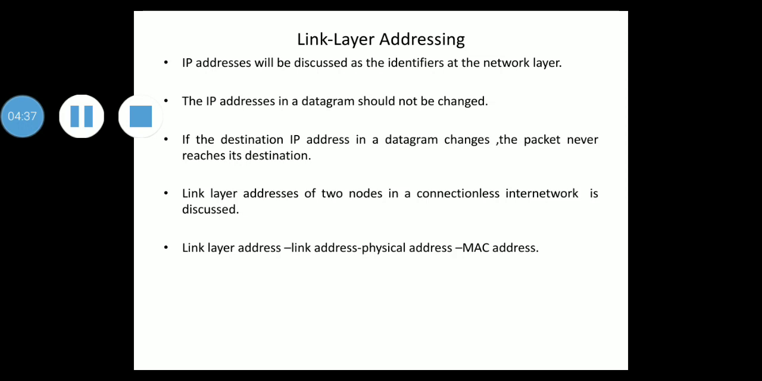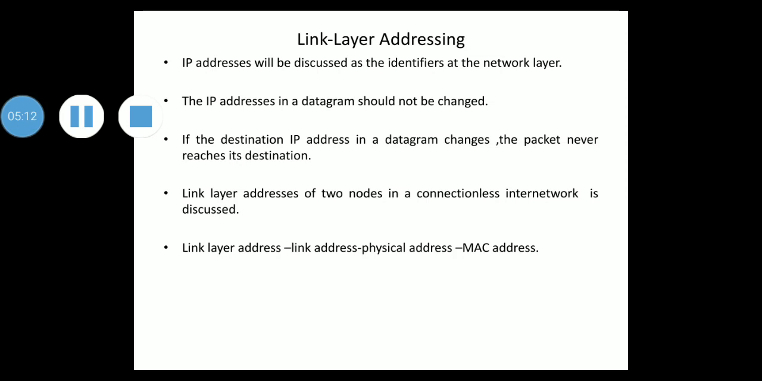The IP addresses, which will be discussed, are the identifiers at the network layer which define the exact point in the internet where the source and destination hosts are connected. Is it clear? They define the exact points in the internet where the source and destination hosts are connected.